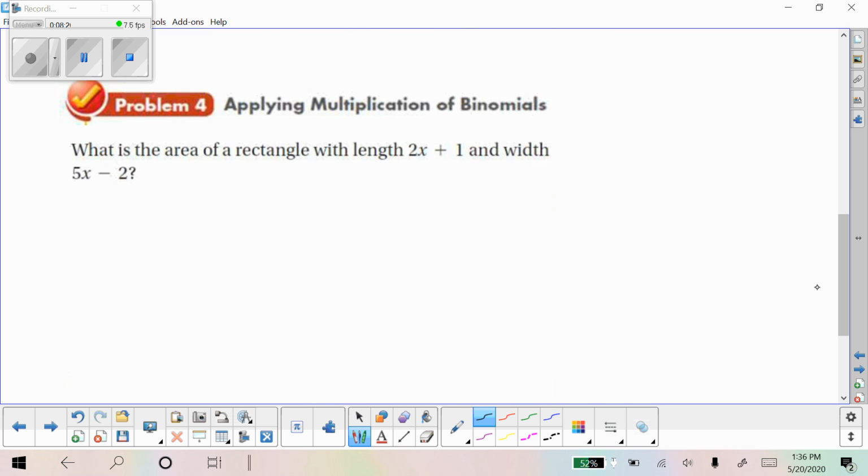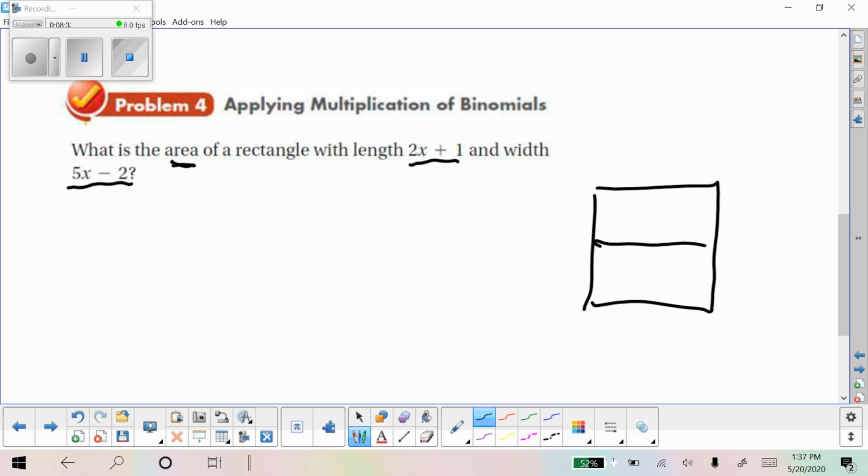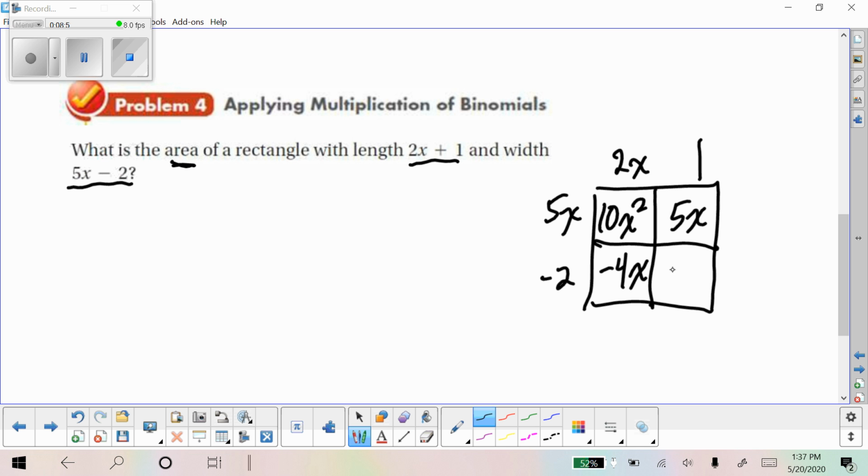All right. So applying multiplication binomial. So basically, we're finding the area, which is length times width, and each of those are given as a binomial. So let's just go ahead and use our table here. And you need to put 5x minus 2 for one side of that table, and 2x plus 1 for the other. And then you're going to do 10x squared there, 5x there, -4x there, -2 there. Simplify it from the table and write your polynomial.